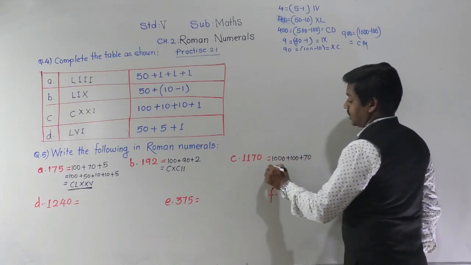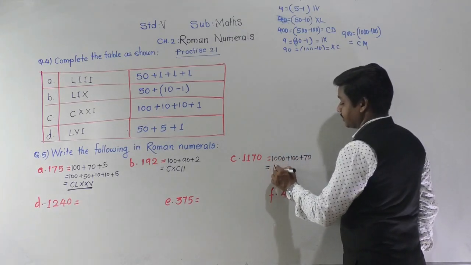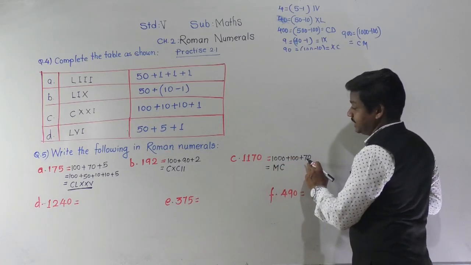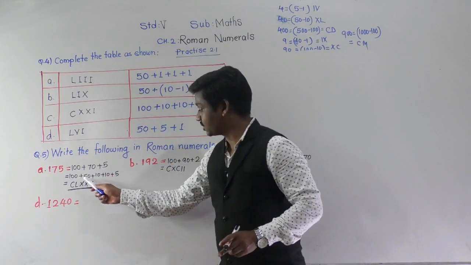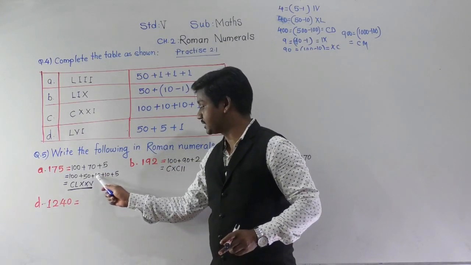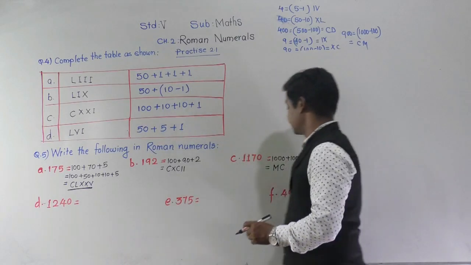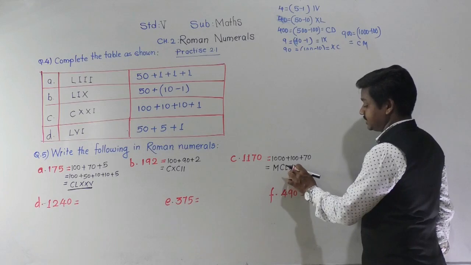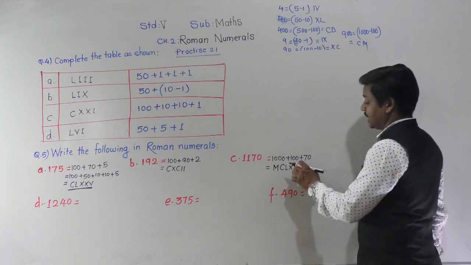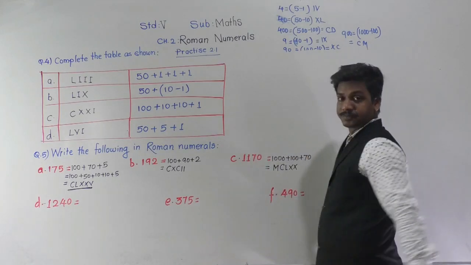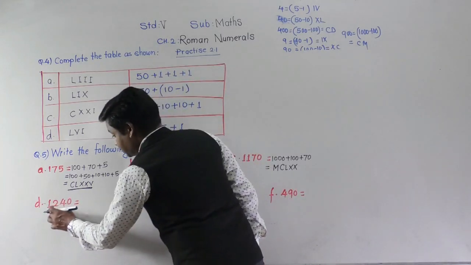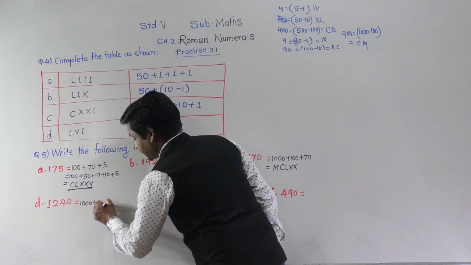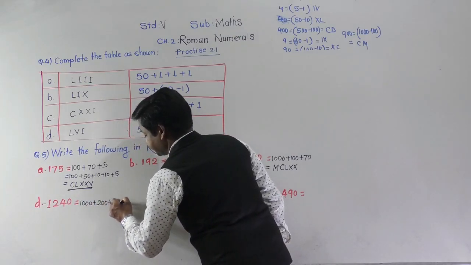1170. For 1000 we have M, for 100 we have C, MC, and for 70 we don't have a symbol, but 70 means 50 plus 10 plus 10, that is LXX. LXX, this is 70. So MCLXX, that is 1170.